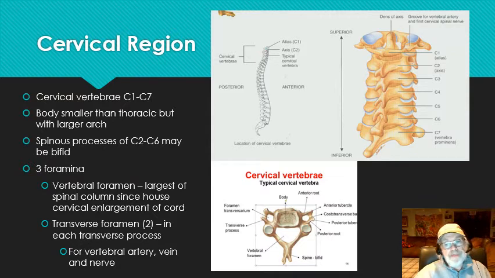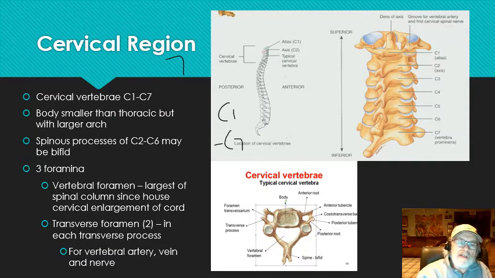Now in each region of the body, they're going to look a little bit different. The cervical region is really sort of interesting because you've got a couple special cases up in there. Again, how many cervical vertebrae do we have? We have 7 cervical vertebrae, and they're labeled C1 through C7. However, there are 2 that are exceptionally special. A couple things about them, just general comments, is that they have a very small body.